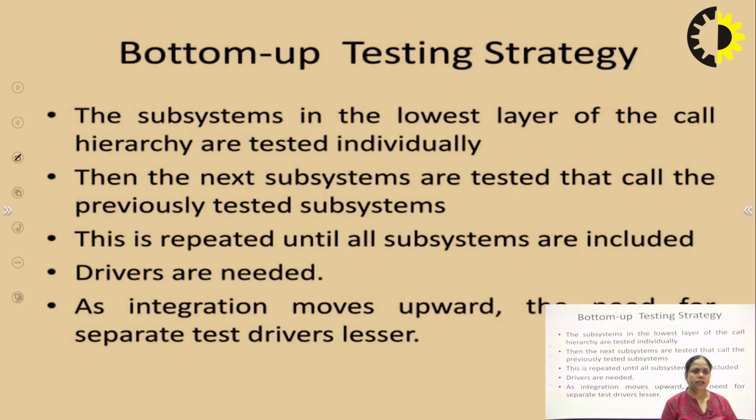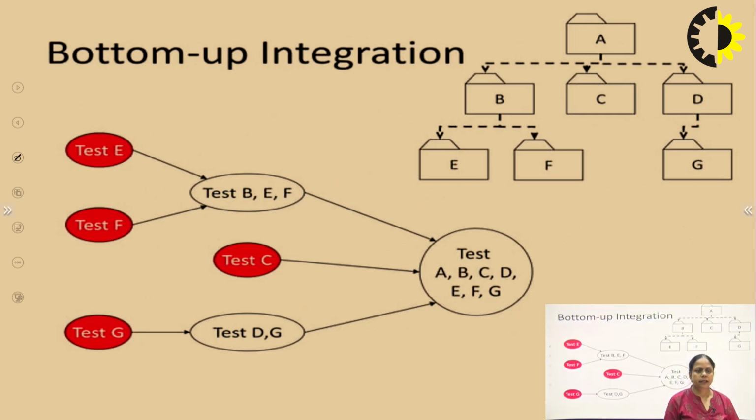Bottom up strategy. In this bottom up strategy we will start from the lower layer only. So this is just the opposite, or reverse, of the top down strategy. Here we will start from the bottom and we will go up. Then the next subsystem is tested, which calls the previously tested subsystem. This is repeated until all the subsystems are included. Drivers are needed.